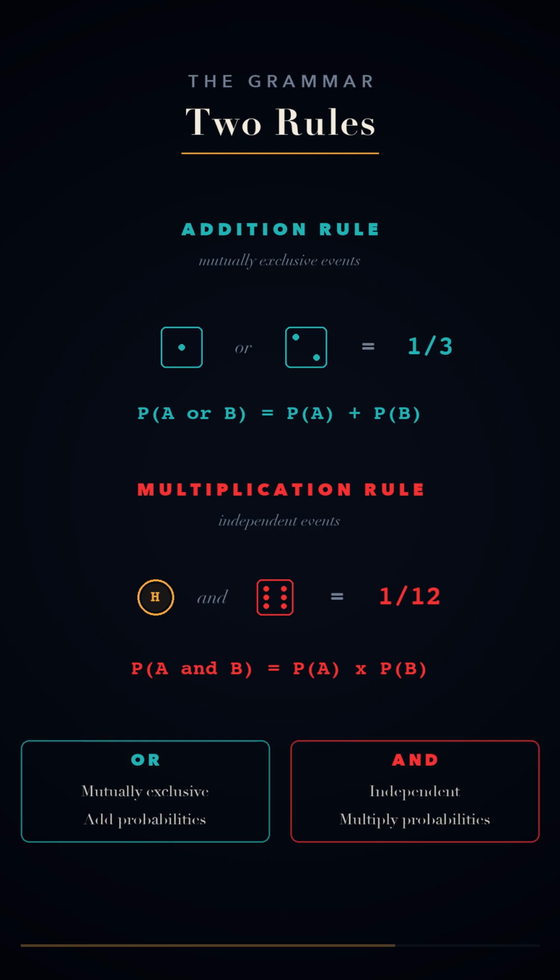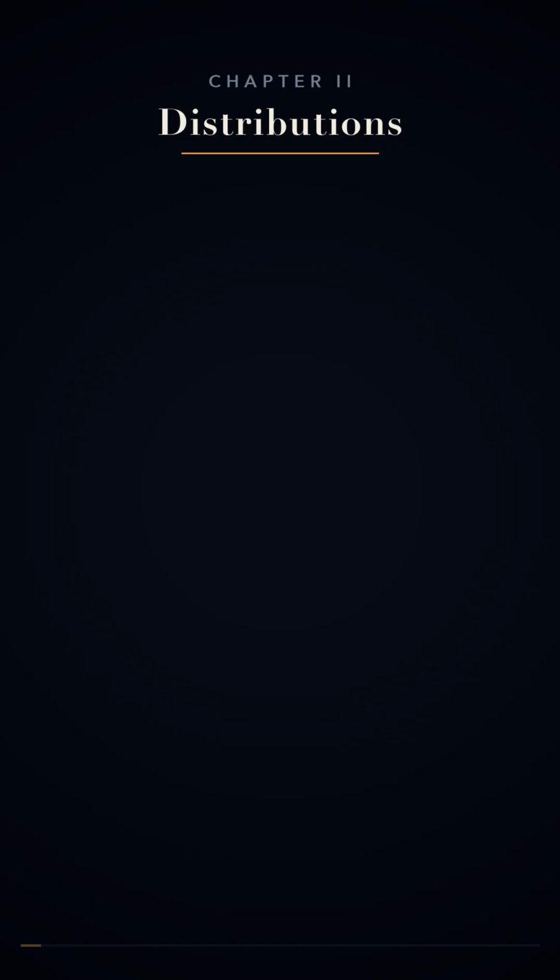These 2 rules are extraordinarily simple. And yet they are sufficient to derive nearly every result in introductory probability. Addition for or. Multiplication for and. That is essentially the entire grammar. When you apply these rules to repeated experiments, patterns appear.